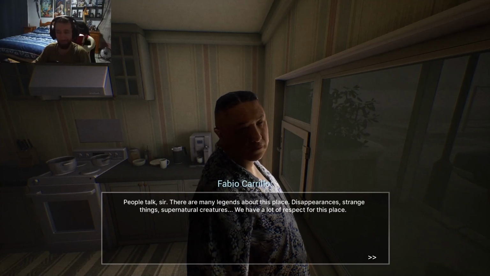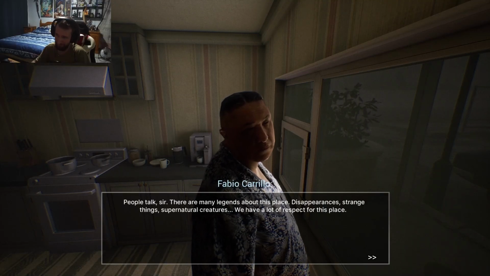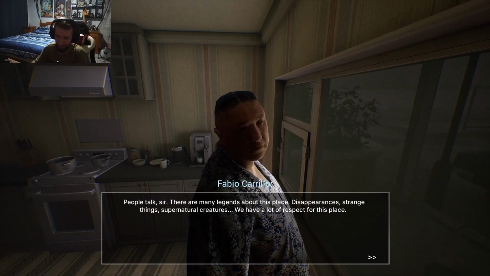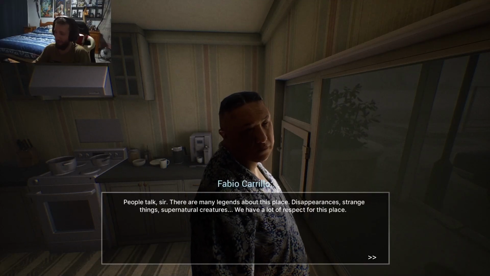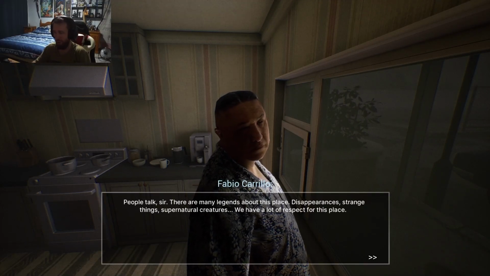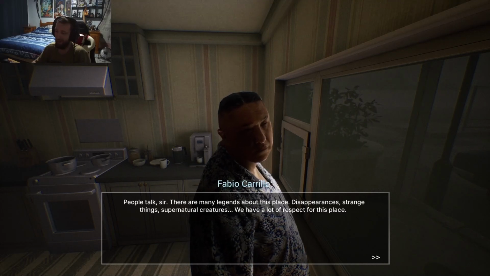Oh wow, so we could be looking at a killer. We could be looking at supernatural creatures. We could be looking at strange anomalies. I have no idea. Like there's a storm going on, the cars don't work, the phones don't work, there's disappearances. We have to uncover what's going to be happening here.